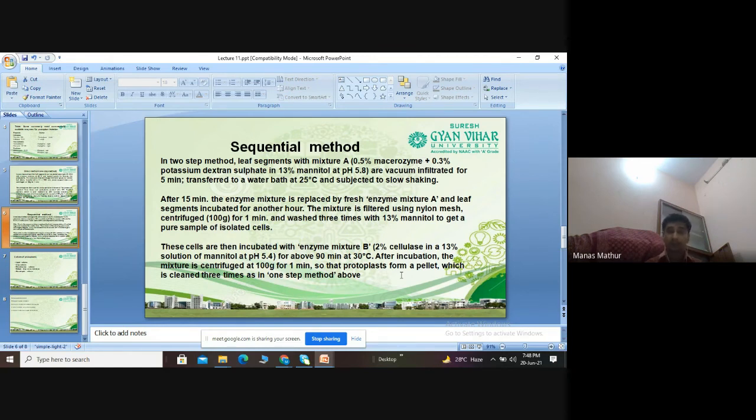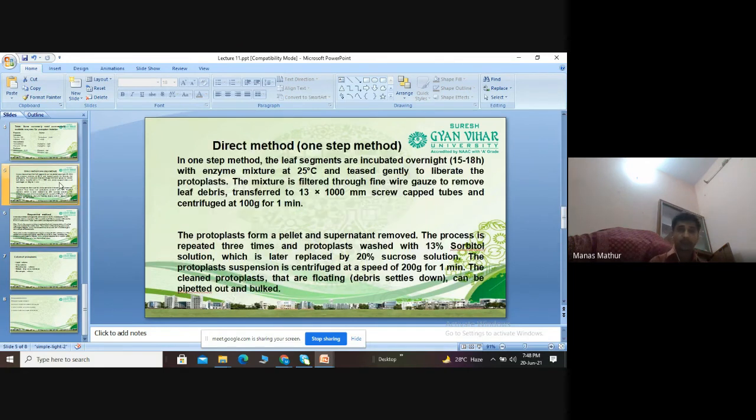In the enzymatic method, there are two methods. Direct method, which includes a single step. That single step is what? In that single step, we will isolate the leaf, incubate the leaves, and add the enzyme mixture at 25 degrees. The mixture is filtered through the test tube. Go for centrifuge. After centrifuge, we will obtain the protoplast in the form of pellet.